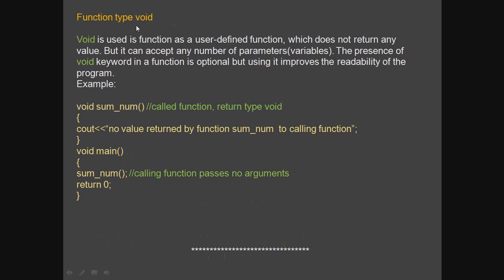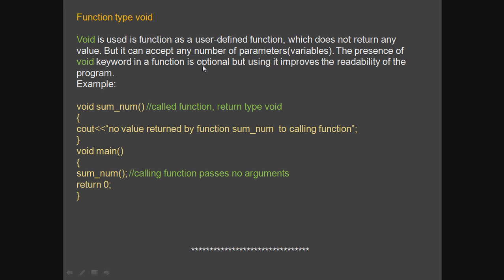Now function type void. Clear? So we have seen in the previous program also. Void is used in a function as a user defined function which does not return any value, but it can accept any number of parameters or variables.